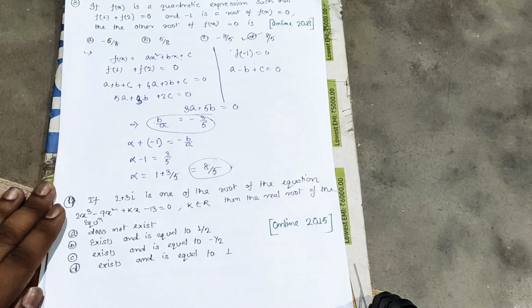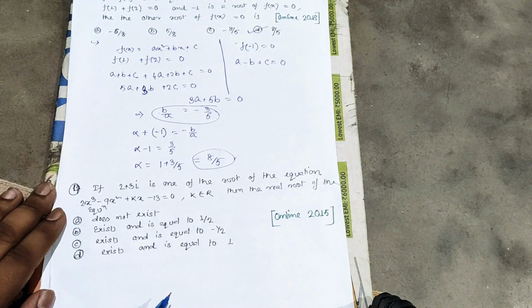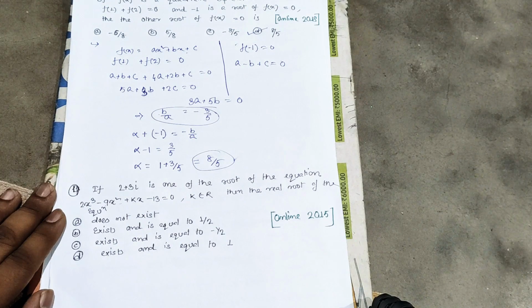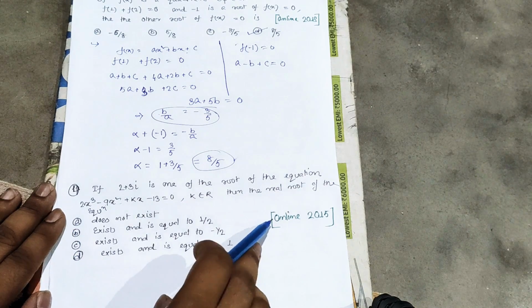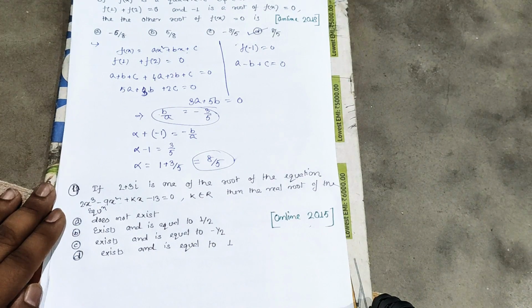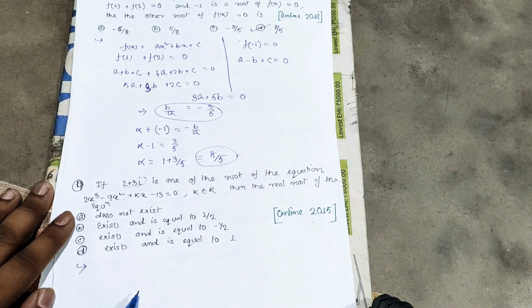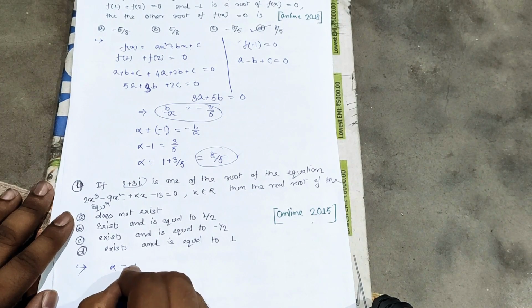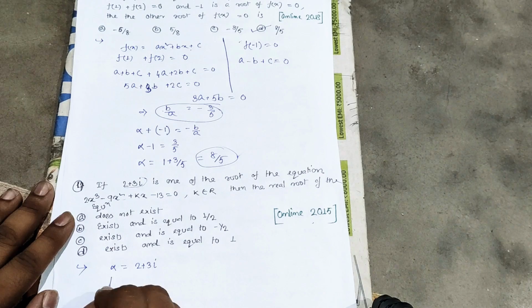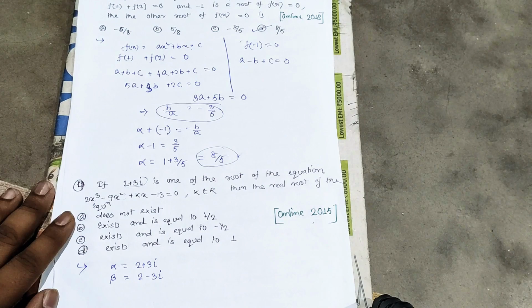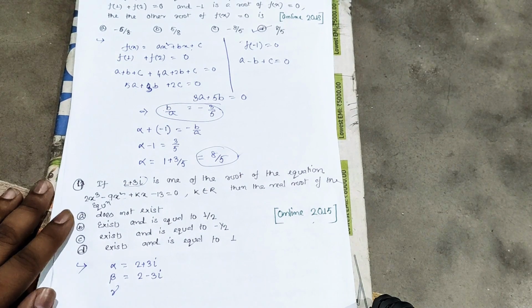So coming to fourth one, if 2 plus 3 iota is one of the roots of the equation 2x cube minus 9x square plus kx minus 13 equals to 0, where k belongs to real number, then the real root of the equation, these four options, and it was asked in online 2015. You can check that. So you should know that complex roots exist in pairs. That means if I assume alpha equals to 2 plus 3 iota, another root will be obviously beta equals to 2 minus 3 iota. So hence it is a cubic equation, I assume the third one to be gamma.